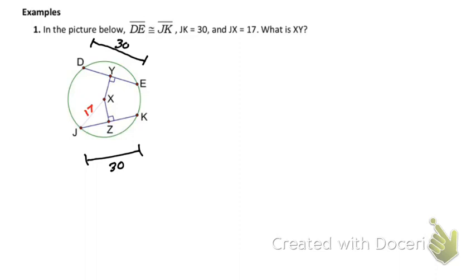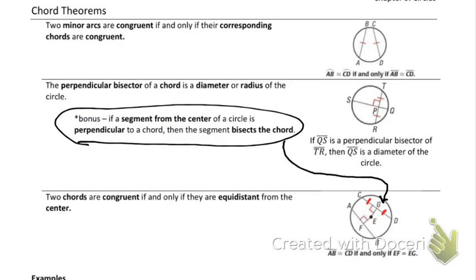Aryan, you'd say, if a segment from the center of a circle is perpendicular to a chord, then the segment bisects the chord. So that would be JK and then XC. Mm-hmm. XC is bisecting JK then. Yeah, it's a perpendicular bisector. Absolutely. So Aryan was just saying, if we go back here, it says the perpendicular bisector of a chord is a diameter or a radius of a circle.